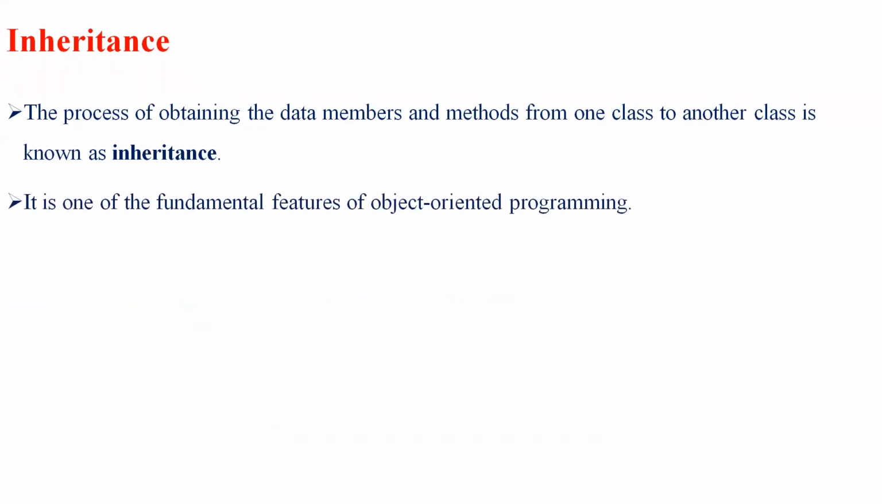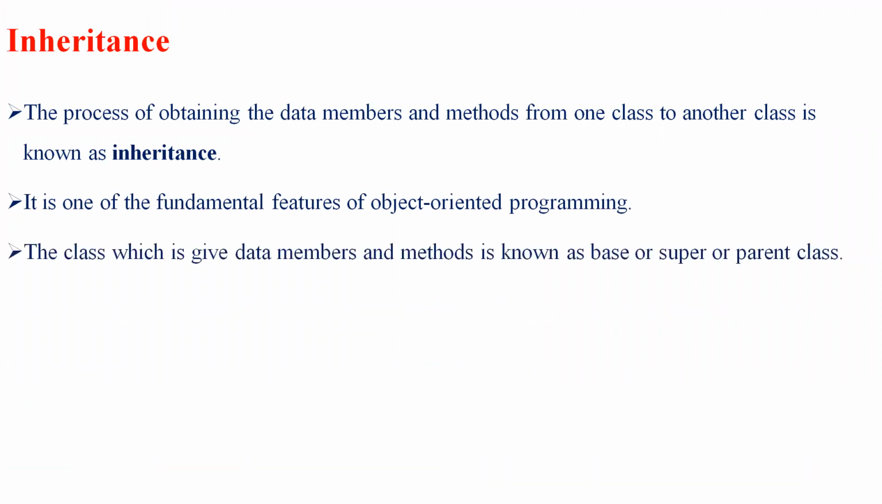It is one of the most fundamental features of object-oriented programming and a pillar of object-oriented programming. The class which gives the data members and methods is also called a base class, a super class, or a parent class. The class which gives the properties is known as a base class, super class, or parent class.